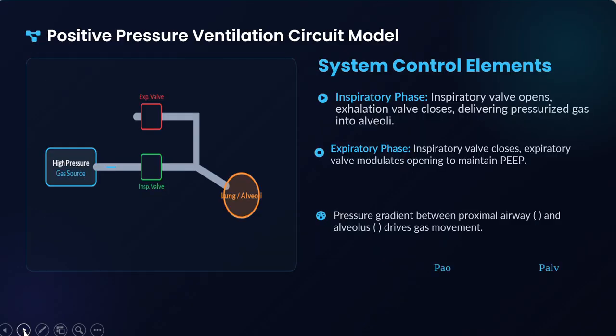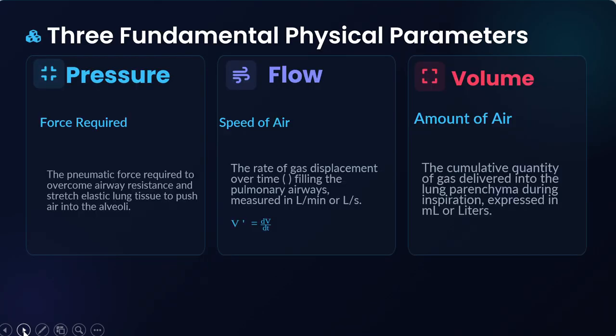In positive pressure ventilation, there is the inspiratory phase, where the valve opens and air flows until the lung alveoli. After that, the expiratory phase starts when the inspiratory valve closes and the expiratory valve opens. At this time, the patient exhales all the air, with just a residual pressure as PEEP.